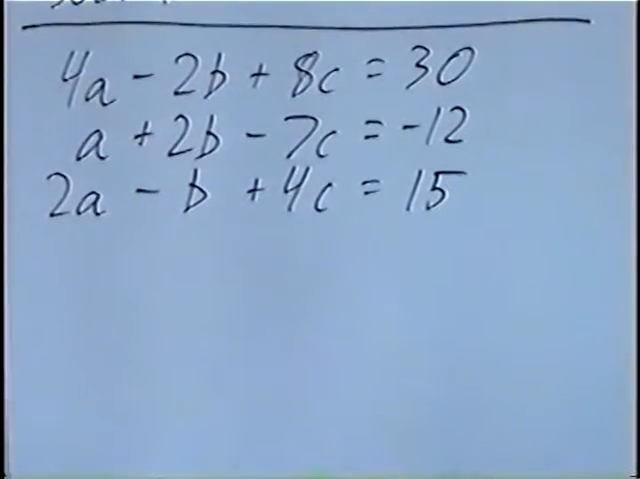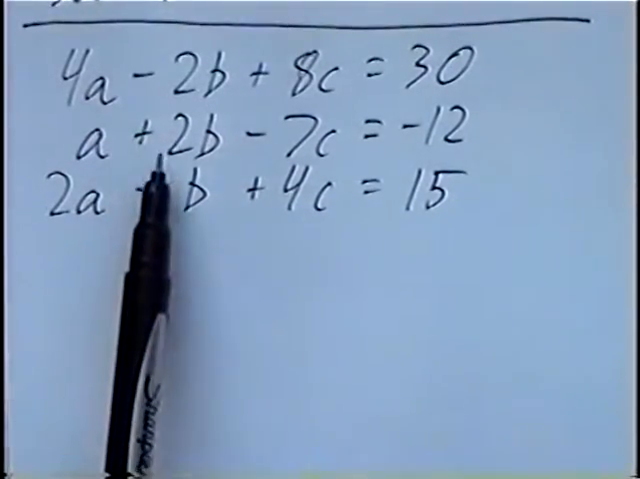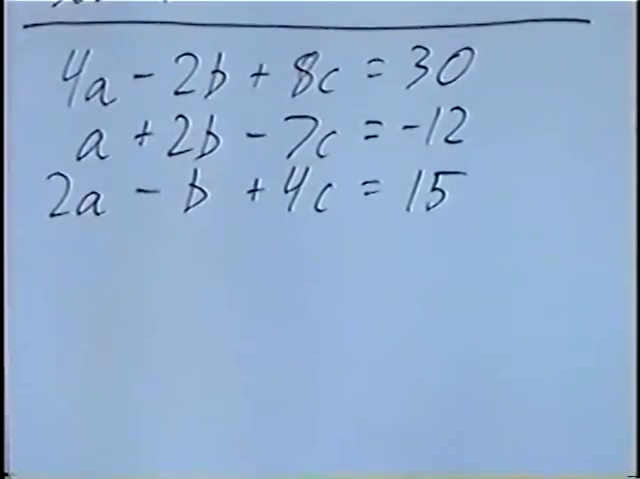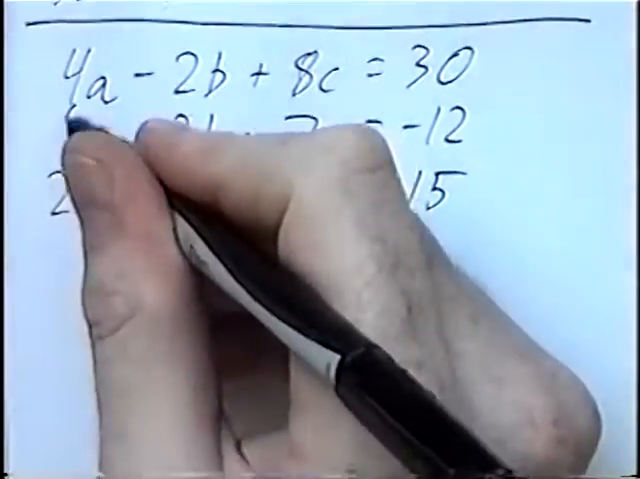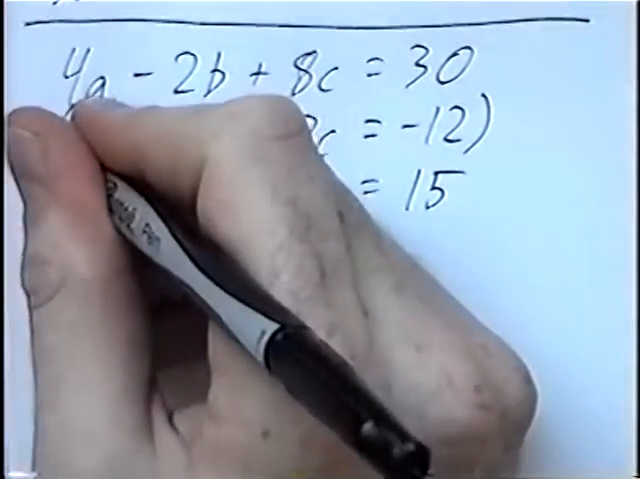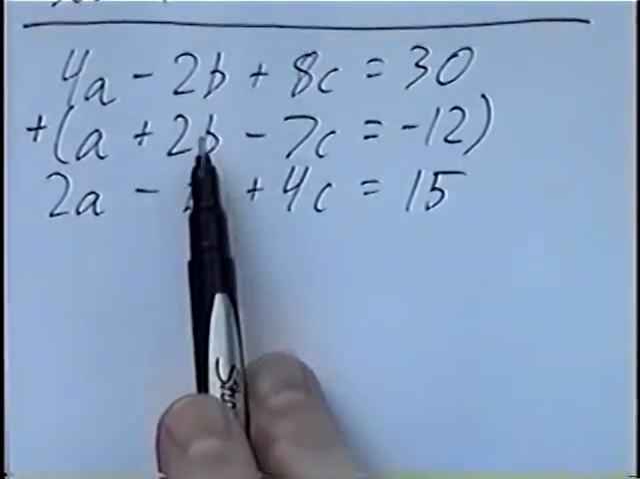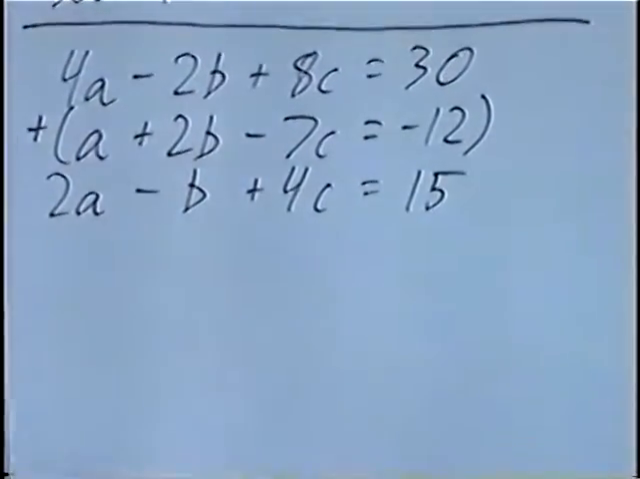Again, to solve these equations, you want to eliminate one variable first. Looking at the equations, the first and second equations, the b's have the same coefficients. So if we take the first equation and the second equation and add those together, the b's will cancel out.